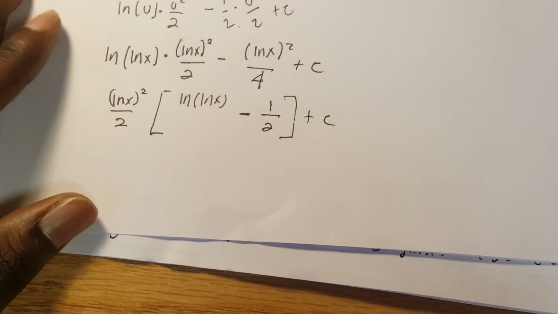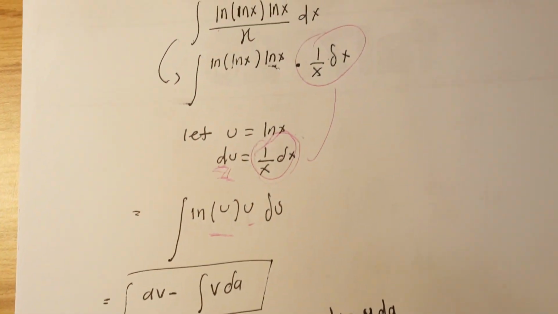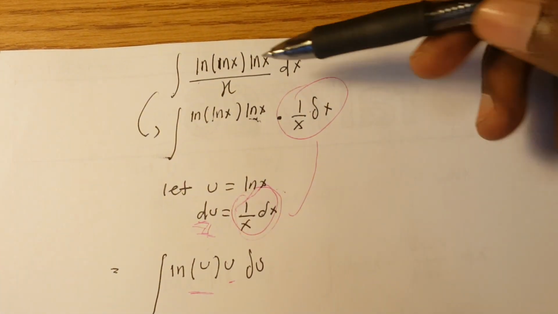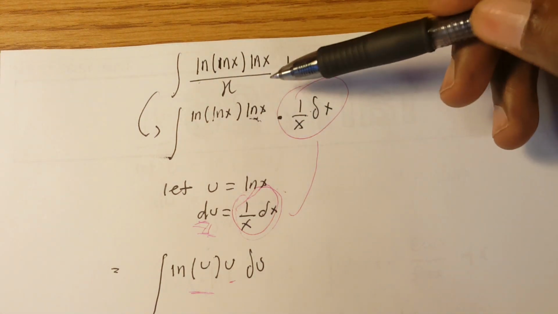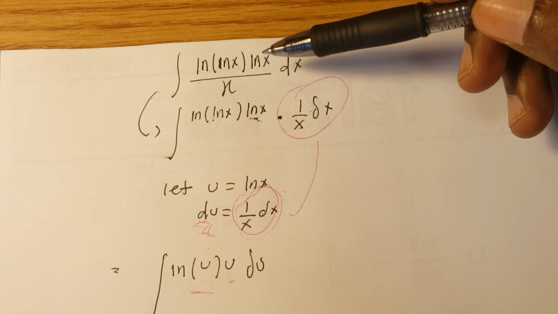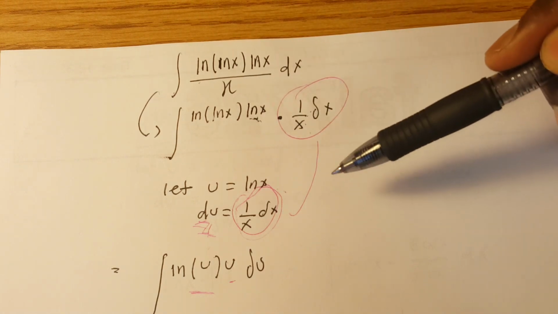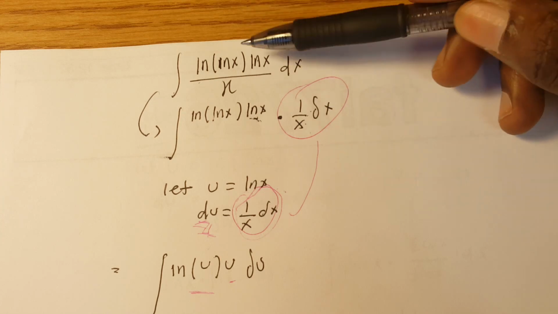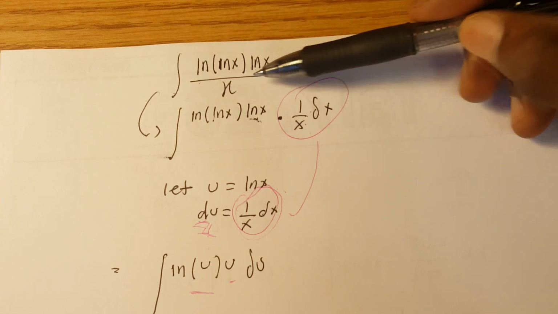So the trick in this question basically was you realizing that this question can be written as this. And the moment you see that if you differentiate this guy, you get this guy, it should tell you that if you substitute for that guy, you will be on the right track.